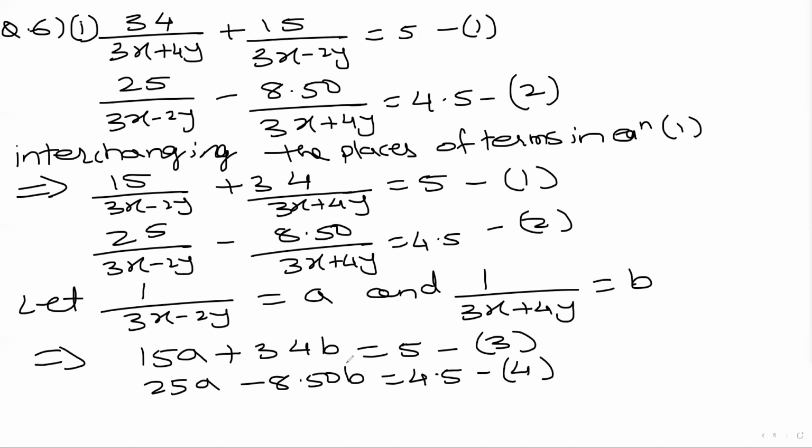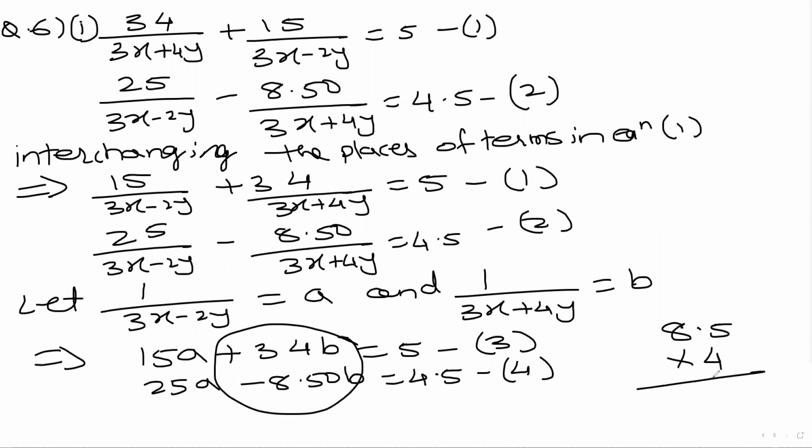If you clearly observe, 8.5 into 4 is nothing but 34. 4 5s are 20, 4 8s are 32 plus 2, 34. Nobody knows the table of 8.5, but you do know the table of 8. 8 4s are 32, and 0.5 is half. Half into 4 is 2. So 8.5 into 4 must be 34. This is how you have to think.